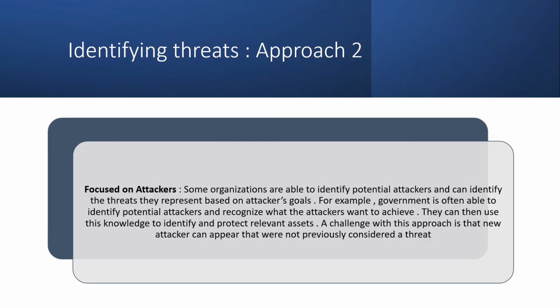The second approach for identifying the threats is to focus on the attackers. Some organizations are able to identify potential attackers and can identify the threats they represent based on the attacker goals. For example, government is often able to identify potential attackers and recognize what the attackers want to achieve. They can then use this knowledge to identify and protect relevant assets. A challenge with this approach is that new attackers can appear that were not previously considered a threat.